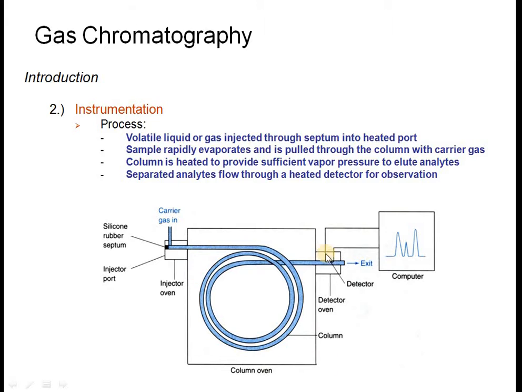Here the chamber is known as the column oven. This is the column, which is made of stainless steel. This is the Teflon, and this is the detector oven, and this is the detector. This is the exit, and the detector shows the result in graphical form on the computer desktop.